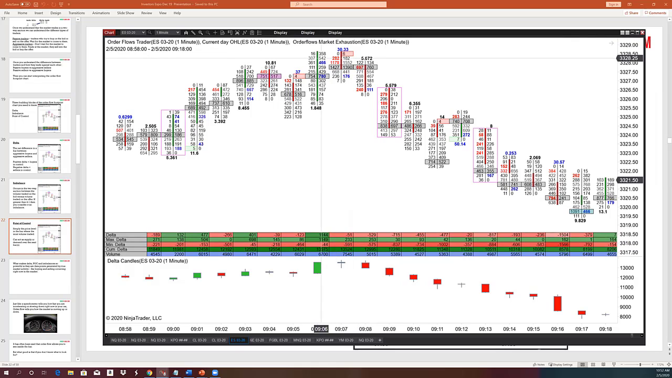So we have this bar, the high of the day, not the high of the day, the high of the swing. 1149 is the max delta, and we closed the final delta at 1144. So just 5 contracts off between the max delta and the final delta.